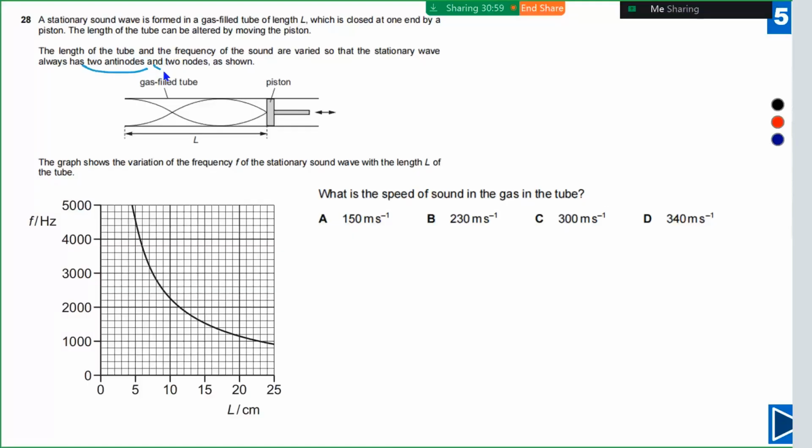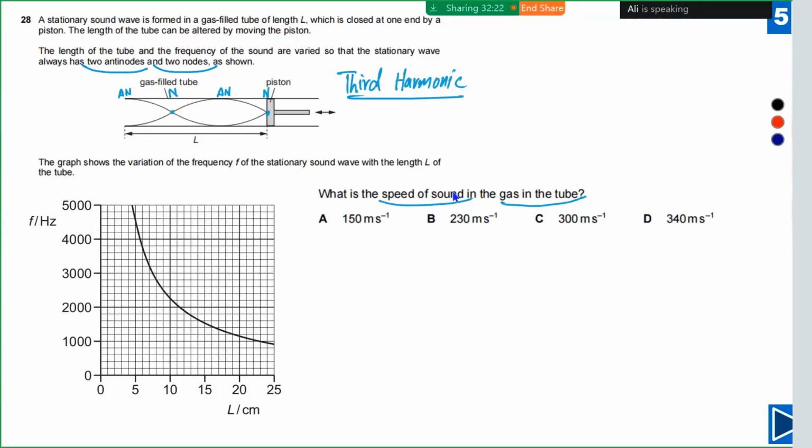It has 2 antinodes and it has 2 nodes. So I hope you will simply say this is the third harmonic. Even if you don't know this is the third harmonic, we can also figure out the frequency, and I will teach you how to figure that out. The question is asking you to calculate the speed of sound in the gas. Let me explain this one.